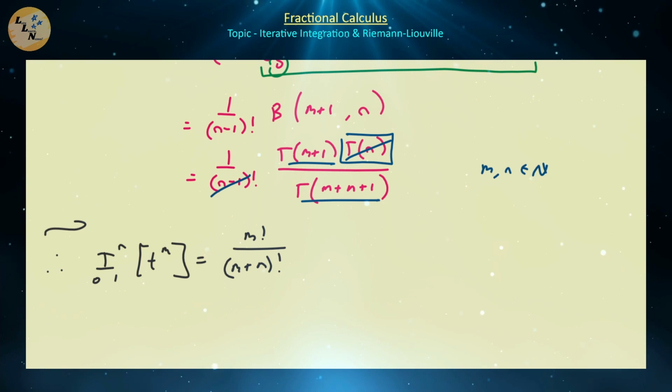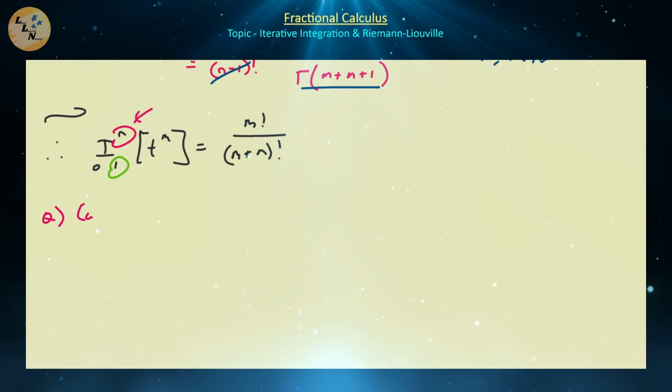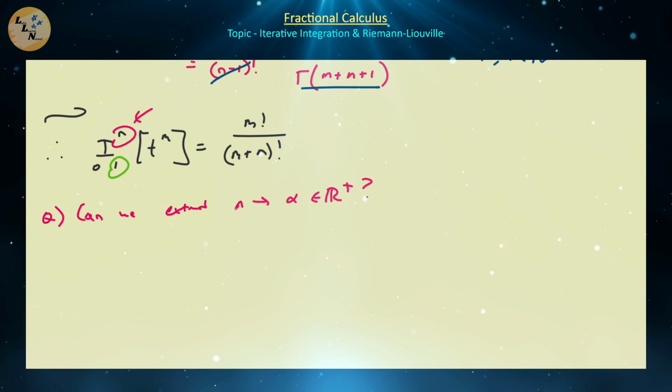And one may be even ambitious to extend this not just at x is equal to 1, but at x is equal to some arbitrary value of x. So now the natural question of fractional calculus is, can I extend this value of n, which I've assumed to be a natural number, to the set of positive real numbers? So can we extend n to some alpha in the set of positive real numbers, and then what we would have instead of an iterative integral would be a fractional integral, right?